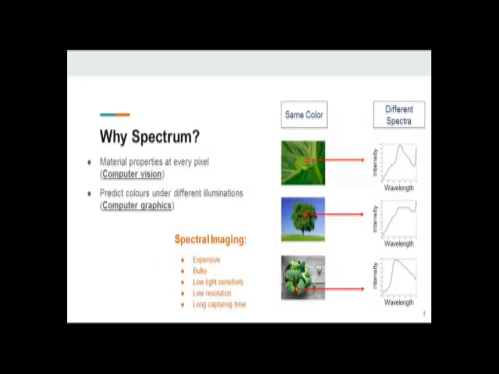So why do we measure spectrum? As I show in the example on the right, three different objects having the same color appear to have very different spectral characteristics. So in terms of computer vision, this means that we can get the material properties at pixel level. And in terms of computer graphics, this means that we can use spectral imaging to characterize the object surfaces so that we can predict their colors under different illuminations. However, the recent technology has many drawbacks.